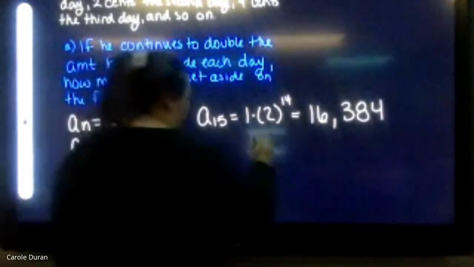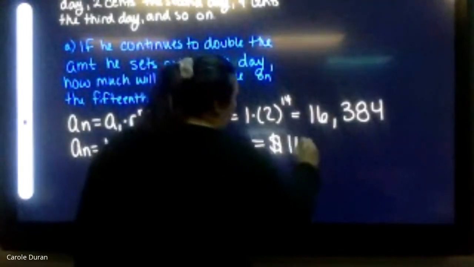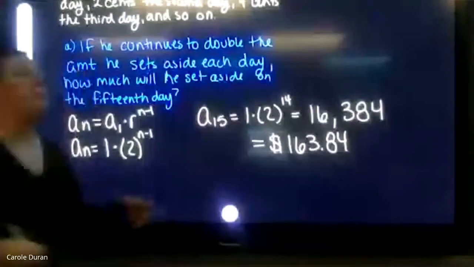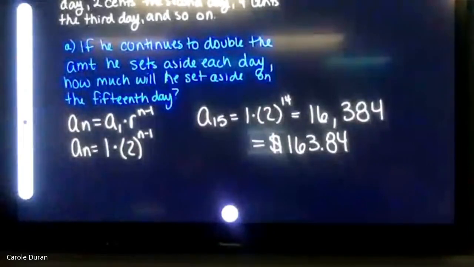So this is equivalent to $163.84. Remember, that's just how much he's putting aside on day 15. That's not how much he's accumulated over that time. So on day 15, he's putting aside $163.84. Any questions on how we got that?